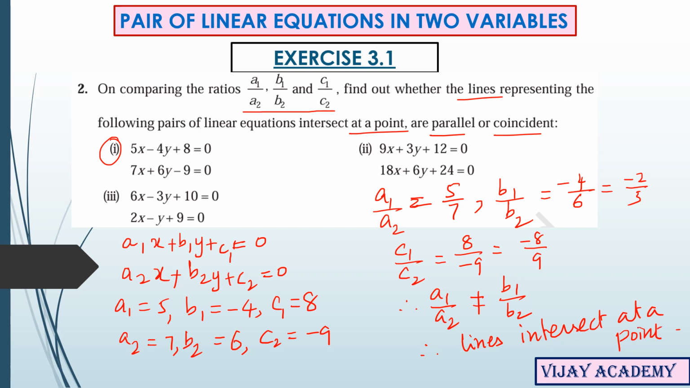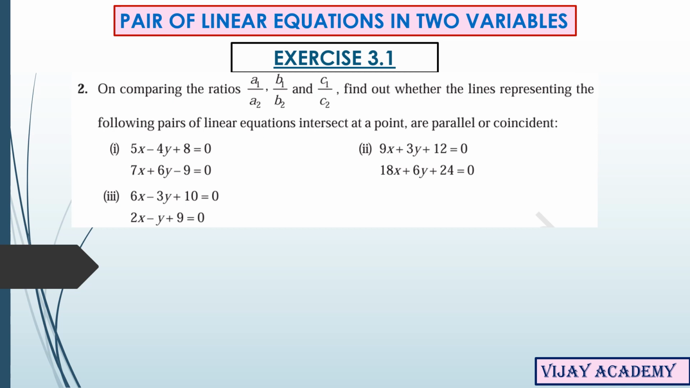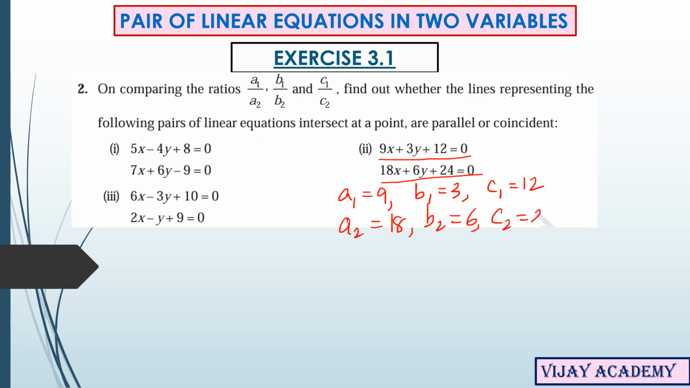So let's go to the second question now. So the second question is 9x plus 3y plus 12 equals to 0, 18x plus 6y plus 24 equals to 0. So for this, a1 is 9 and b1 is 3 and c1 is 12. So a2 is 18, b2 is 6 and c2 is 24.